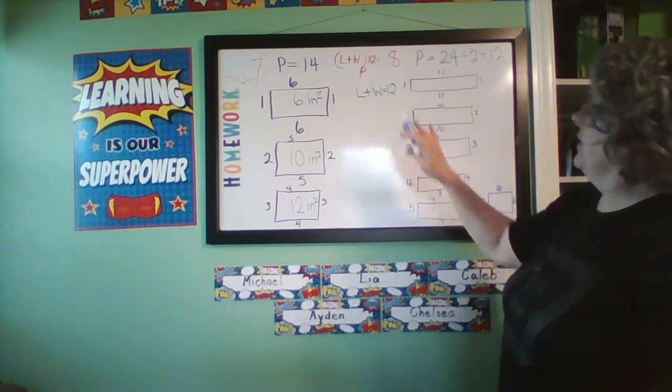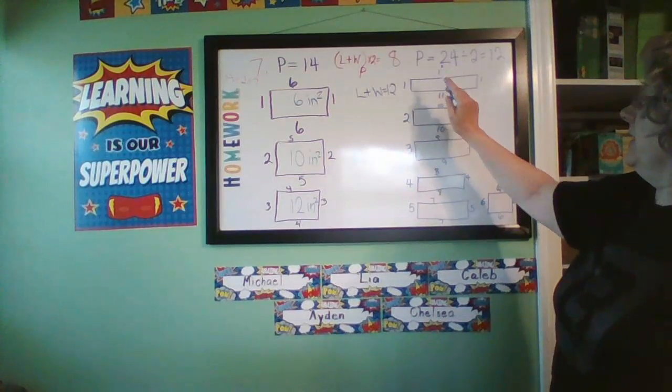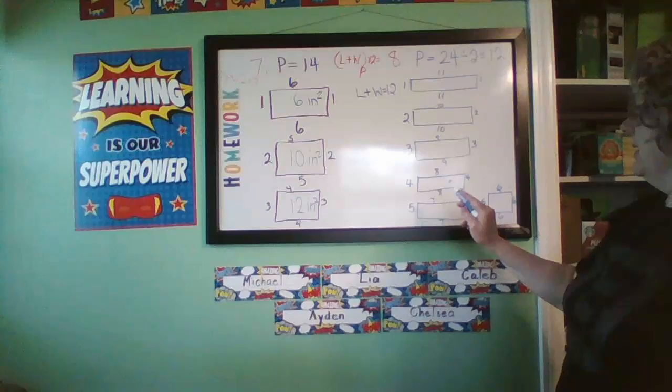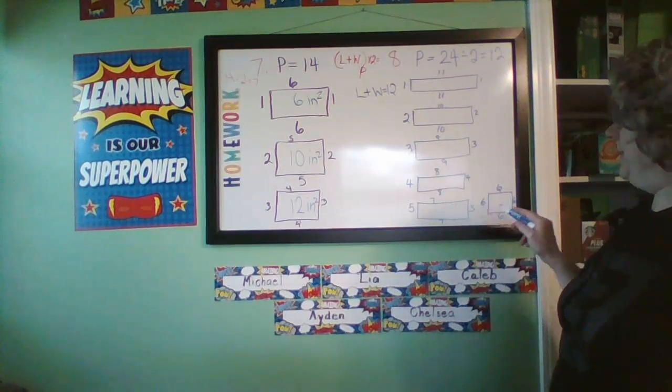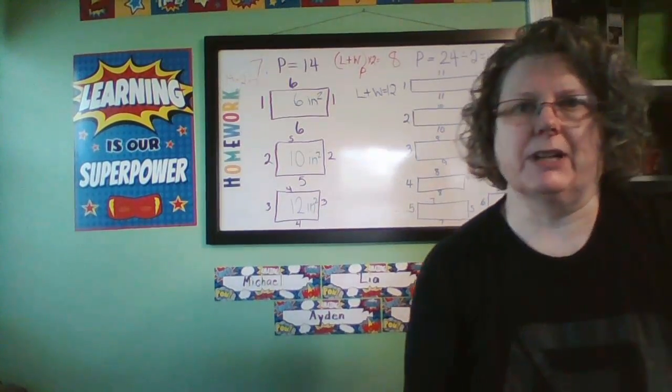So here are the combinations of numbers that I can add together to equal 12. I could have 1 and 11, 2 and 10, 3 and 9, 4 and 8, 5 and 7, 6 and 6. So now I'm going to find the area of each one of those rectangles.